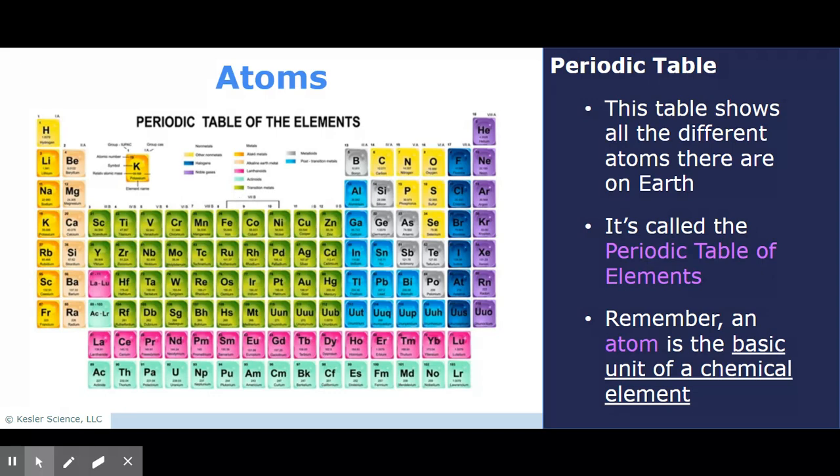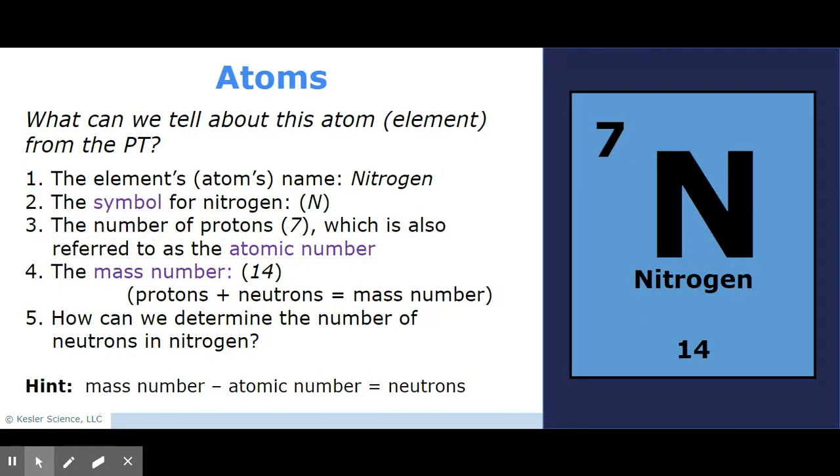Periodic table. This table shows all different atoms there are on Earth. It's called the periodic table of elements. Remember, an atom is the basic unit of a chemical element. What can we tell about this atom element from the periodic table? The element's name is nitrogen. The symbol for nitrogen is N. The number of protons is 7, which is also referred to as the atomic number. The mass number is 14. Protons plus neutrons equals your mass number.